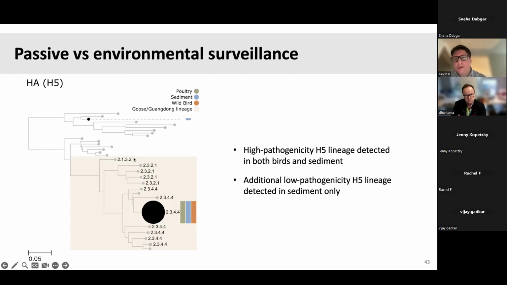in BC was the same lineage that was detected in wild birds by passive surveillance, which is something we also detected in the sediment. Now, what this figure also shows us is there's an additional lineage of H5 near the top that was only detected by sediment surveillance.